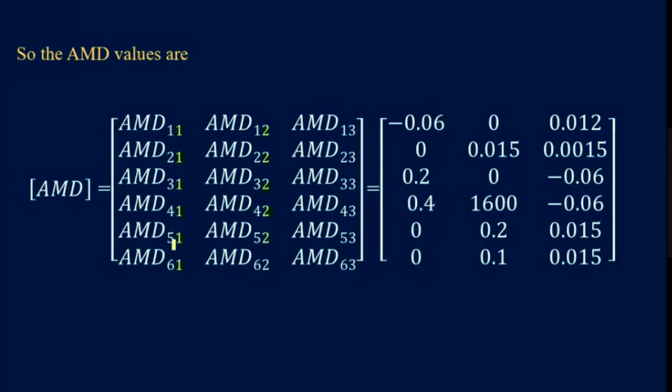And what are these first values corresponding to? This first value is the location of your AM, member end action. So this 1 is member end action 1, this is member end action 2, this is member end action 3. So I hope this is now more clear to you. So this becomes our AMD matrix.